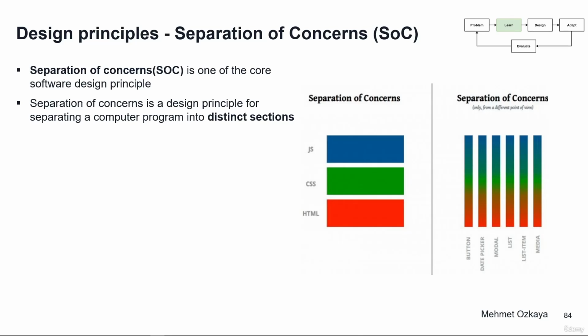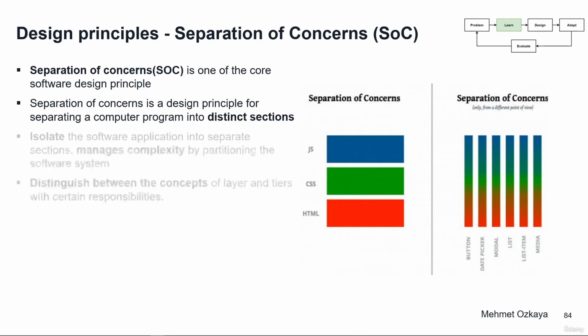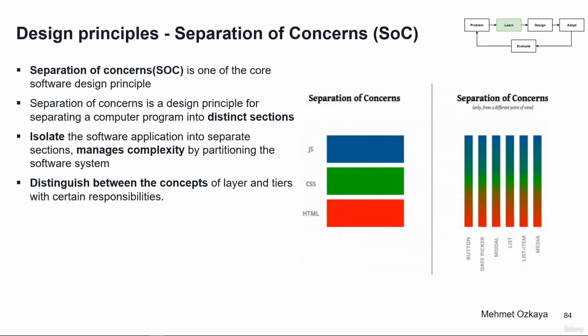Separation of concerns is one of the core software design principles that is widely used in the software industry. Separation of concerns is a design principle for separating a computer program into distinct sections. The main idea of this principle is to isolate the software application into separated sections, so each section addresses a separate concern. Each section should address a distinct concern that has little overlap with other sections. This way, it can manage complexity by partitioning the software system so that each partition is responsible for a separate concern, removing the overlap of concerns as much as possible.